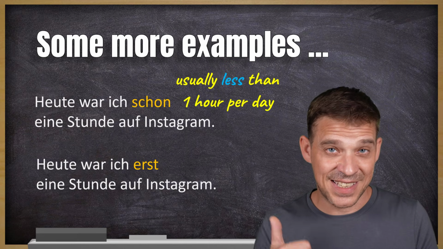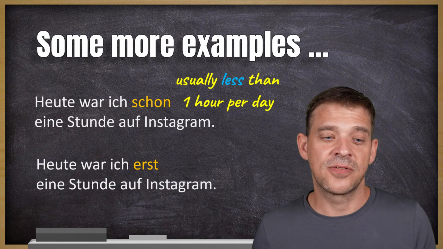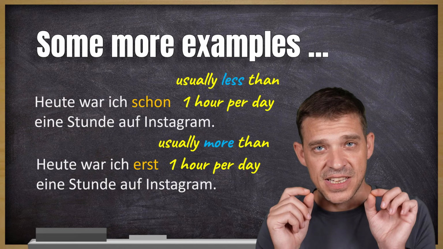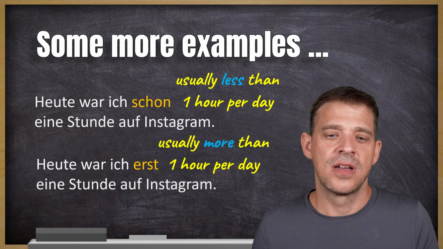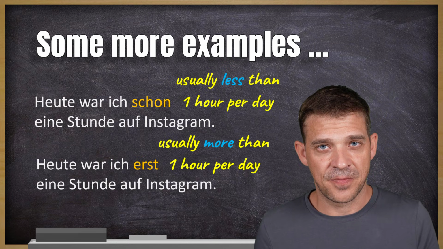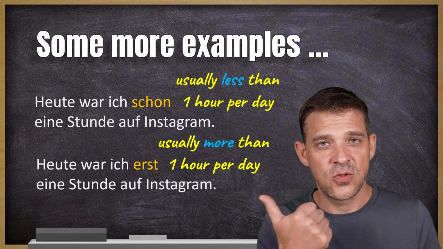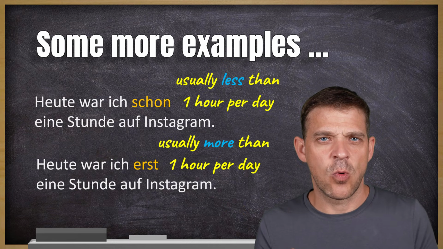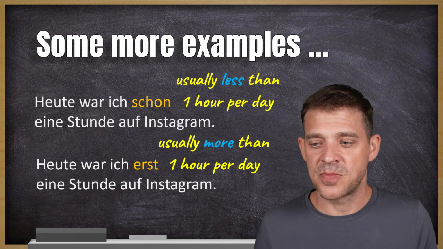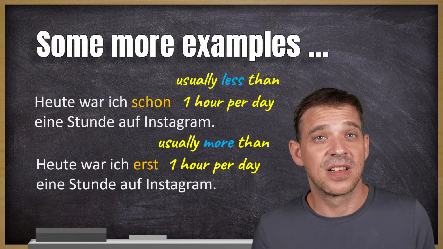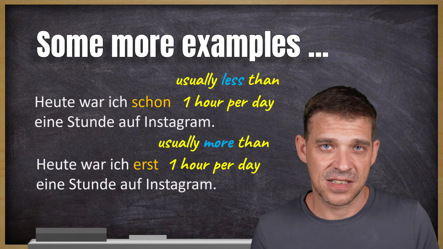When I say in the second example, heute war ich erst eine Stunde on Instagram, this means usually I spend more time or more than 1 hour per day on Instagram. So here I use this erst to emphasize that 1 hour is not a lot. For me, I spend maybe 3-4 hours on Instagram every day. So therefore I use this erst.